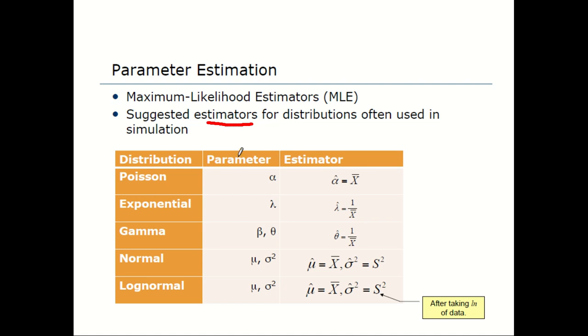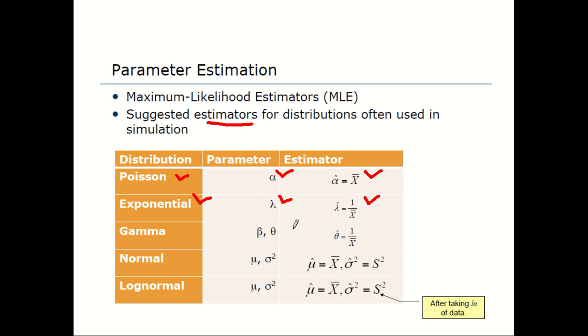This table shows the parameter and estimator for different distributions. When the Poisson distribution is assumed, we are looking for the parameter alpha, and it is estimated as alpha cap equal to x bar. If the distribution is assumed as exponential, then the parameter is lambda, and the estimator is lambda cap equal to 1 divided by x bar. Here cap indicates the estimator.